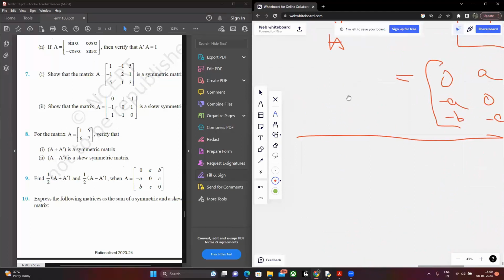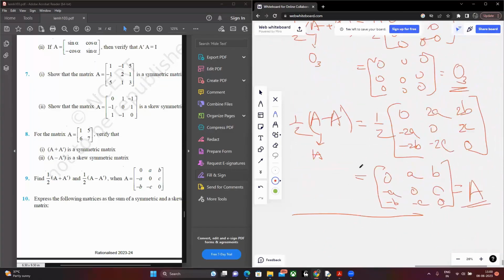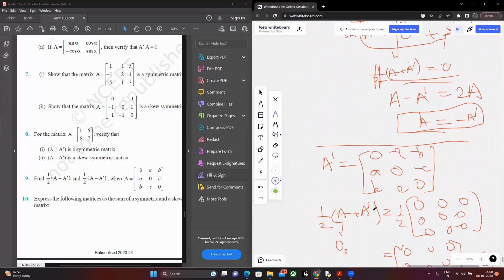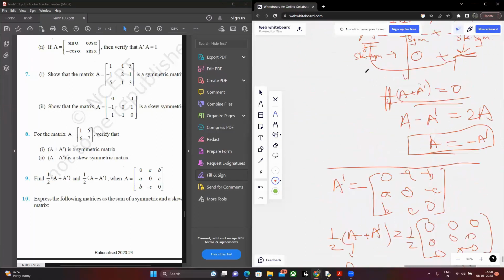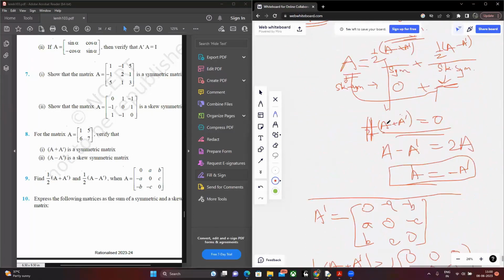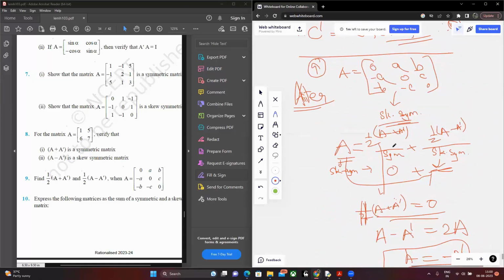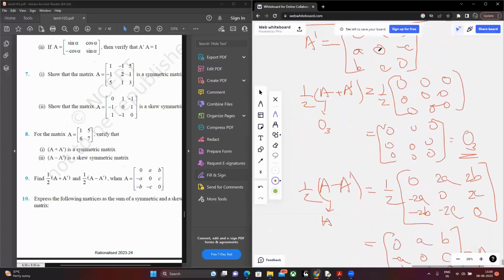It's a little longer, right? But you don't need to figure out what is A dash and do this whole workup in your competitive exam. You can just basically go ahead with the fact that A itself is skew symmetric. So half of A plus A dash has to be 0. Half of A minus A dash has to be A. You can just do that and go ahead the merry way.